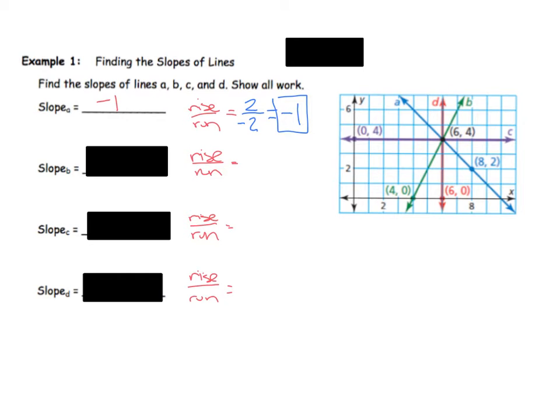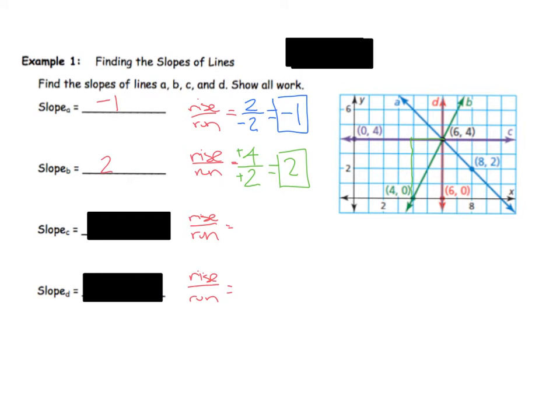Now let's look at our line B. B is the color green. We're going to use 4, 0 as the point that we start at. Let's see how many we have to rise. Remember, you always have to rise before you run. So we're going to go up 1, 2, 3, 4 units. Going up 4 units is positive. Then I'm going to go to the right, which is positive, 1, 2 units to get to that 6, 4. So we have 4 over 2, and that reduces to positive 2. So the slope for line B is 2.